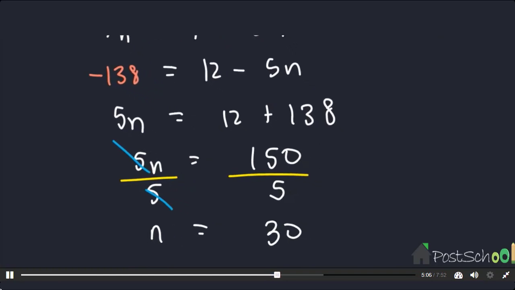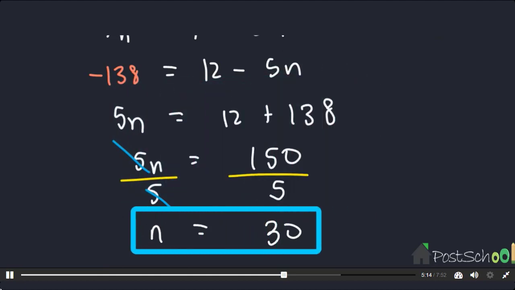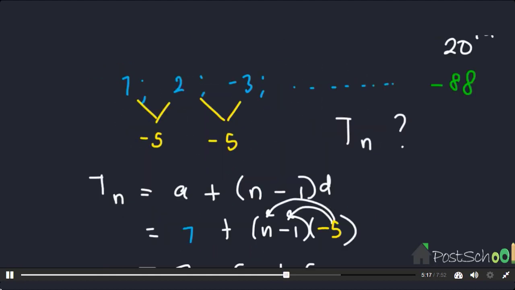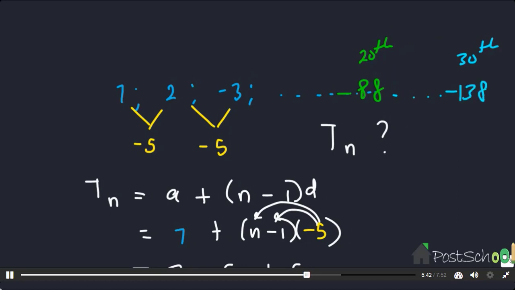So as the question is saying, which term in the pattern has a value of negative 138? The term is the 30th term. Okay, so what does that mean? It means that if we go forward with this sequence, at the 20th position we have negative 88, but at the 30th position we are going to have negative 138. So this is what it means.